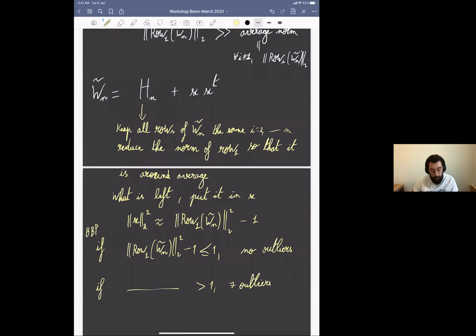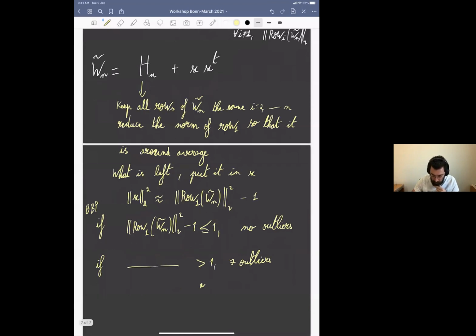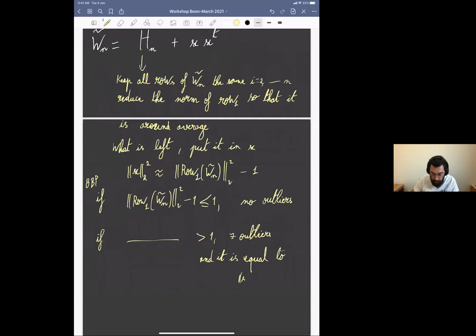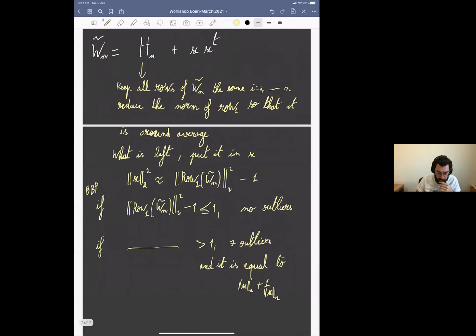And we know what they are. And it is equal to the norm of X plus 1 over, which is exactly what we were saying here. Okay. So now this is completely conceptual because it's not rigorous at all.